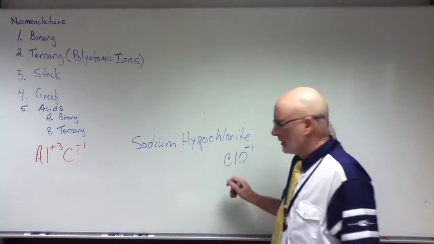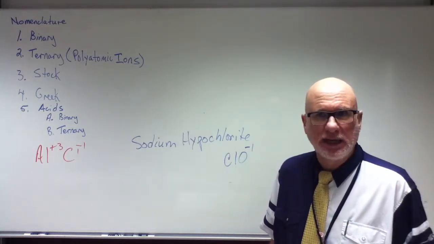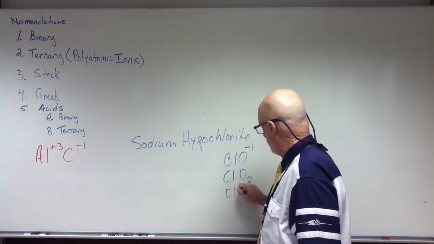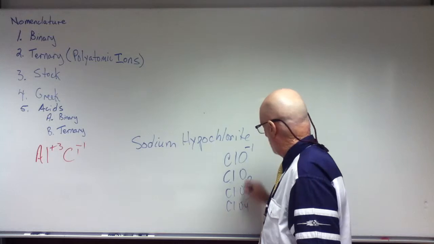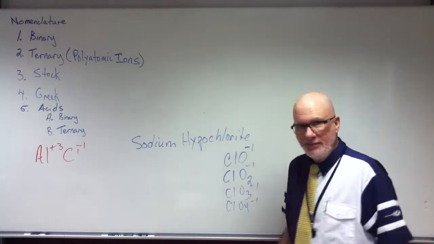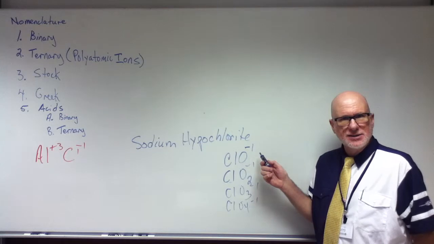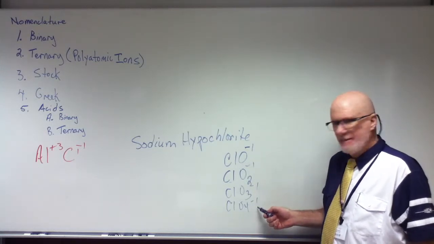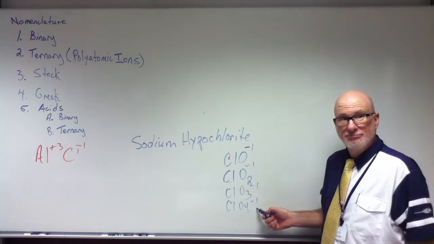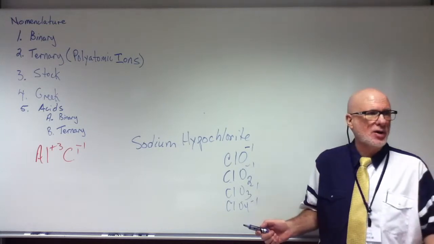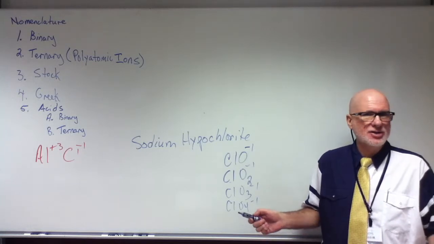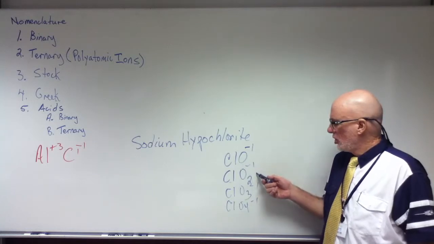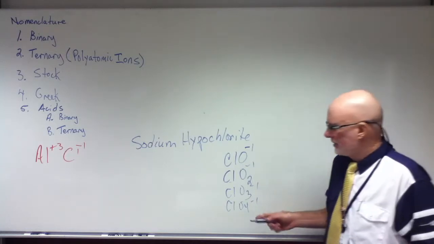Okay, ClO. That's it. -1 charge. I'll give you a hint. I'll give you a little lesson in polyatomic ions. ClO, ClO2, ClO3, ClO4, all -1. Are you ready? Hypochlorite, chlorite, chlorate, perchlorate. Easy? You don't have to memorize it, but it makes sense, doesn't it? It's just prefixes and suffixes, right? So it's hypochlorite, chlorite, chlorate, perchlorate.